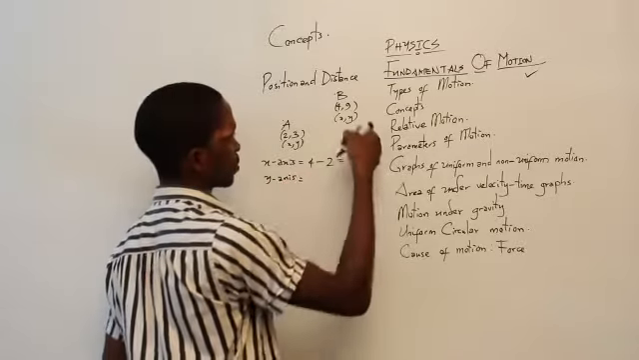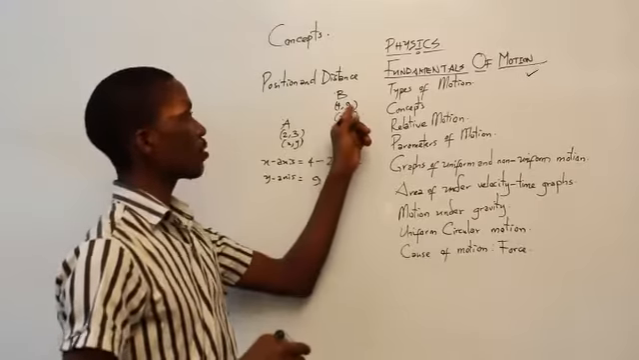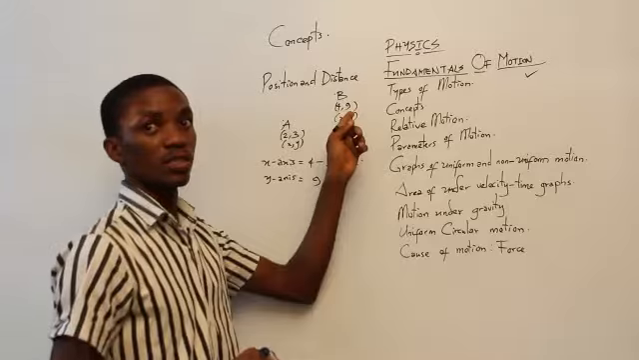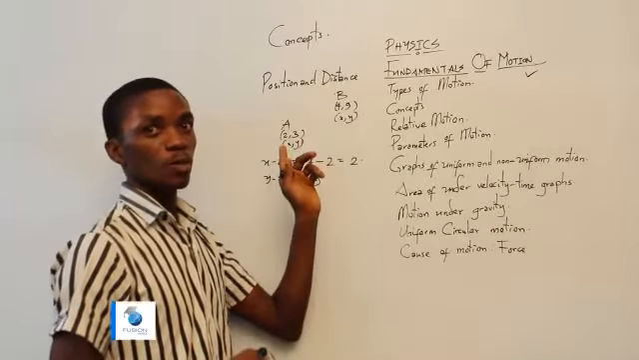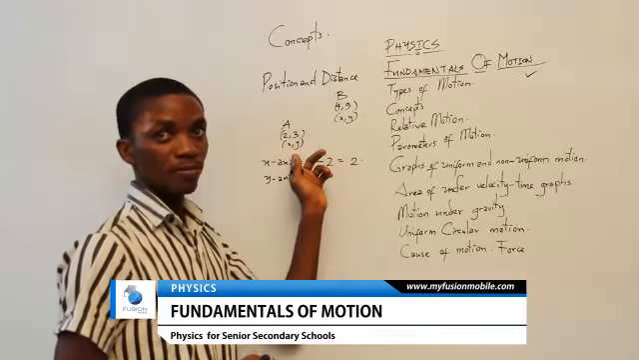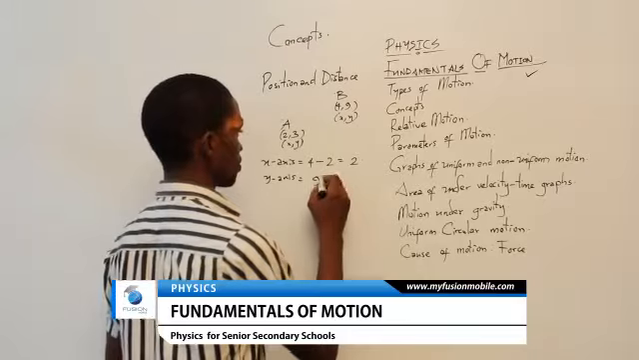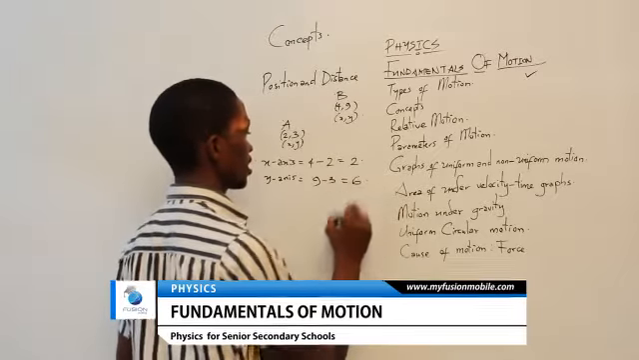Y-axis, I have 9. Take note, I pick first from B, so I must pick the next also from B. If I pick my x from A, I must also pick my first y from A. You don't switch where you pick from. So, minus 3, and I have 6.